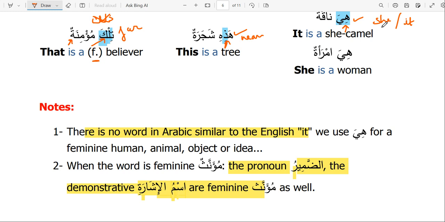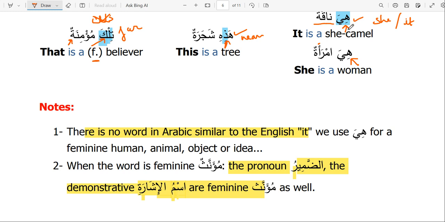And here, imra'atun, this is a woman, so you will use a feminine pronoun for it. And here it's naqa, it's a camel, and we know it's a feminine camel. That's why we are using this here, and it's an animal, so we should be using it for animals also.